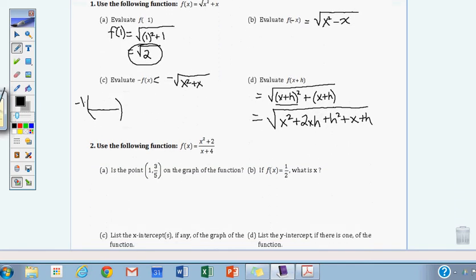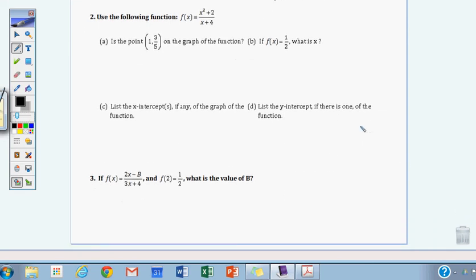Okay, speaking of which, we have a fraction now, a rational one. Is the point 1, 3/5 on the graph? All that means is, if you put in a 1, do you get 3/5? So that's what I'm going to do. 1 squared is 1 on top, plus 2. On the bottom, we would have 1 plus 4. So this is coming out to 3/5. To answer the question, yes, because when you put in an x of 1, you get out a y of 3/5.